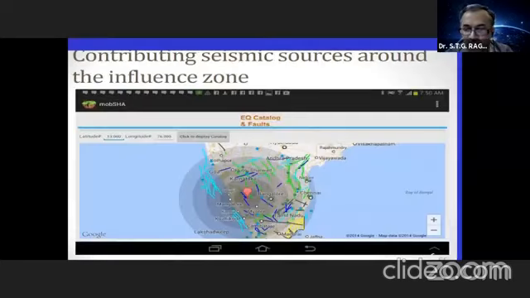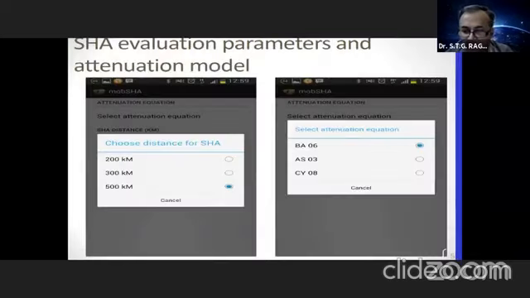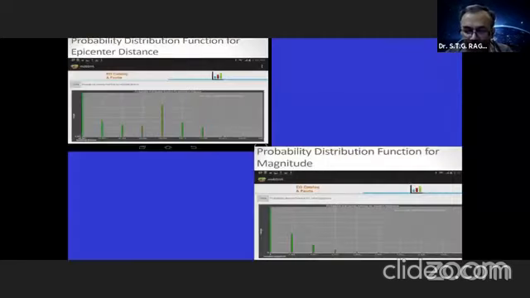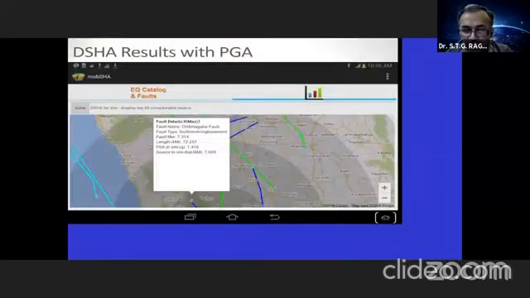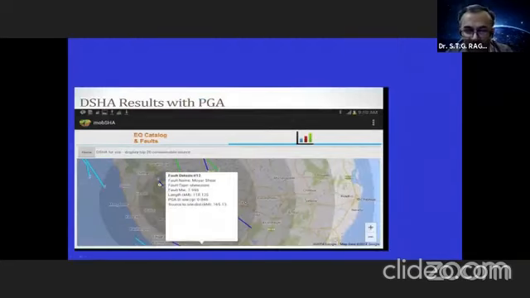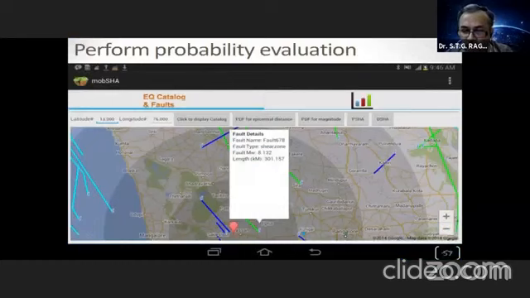This is the deterministic seismic hazard. You can plot 100 kilometer, 300 kilometer, what are the faults surrounding your site. You can get this, and you can select a GMPE, whichever you like, and you can choose a distance, how much distance you want to include in your hazard analysis, and you can get the probability distribution function for magnitude, then the epicentral distance also, and finally you can get this. If you select, say, from DSHA, like source to site distance, automatically it gives you the PGA also. This is for deterministic seismic hazard. Then finally, say you can get DSHA, and probability evaluations can be done.